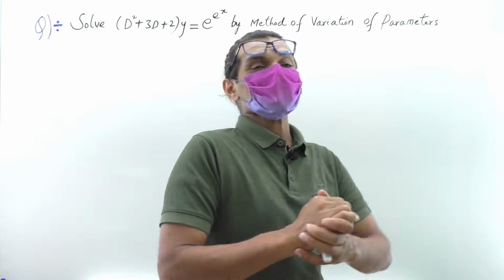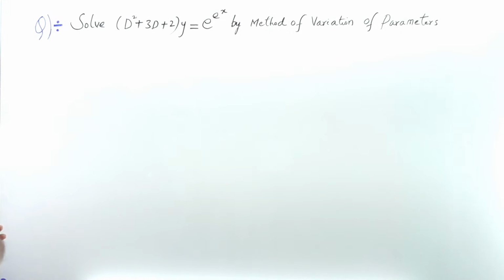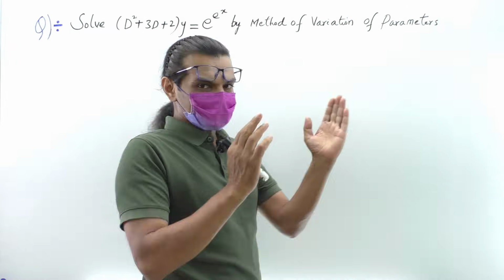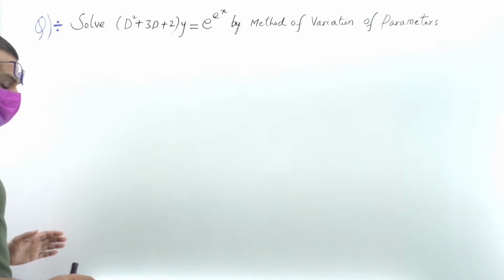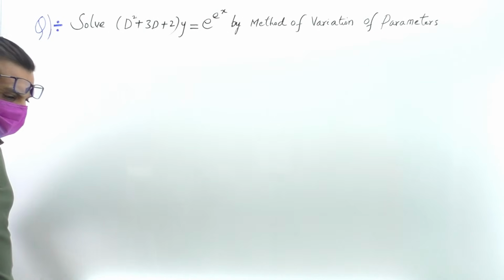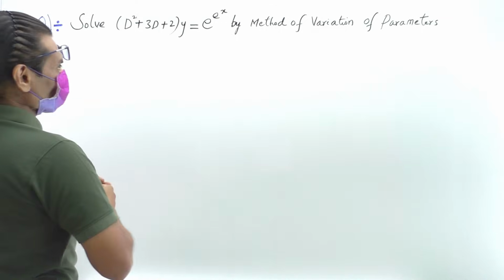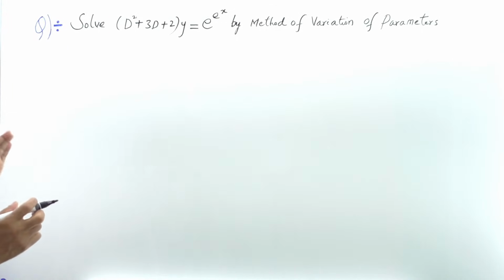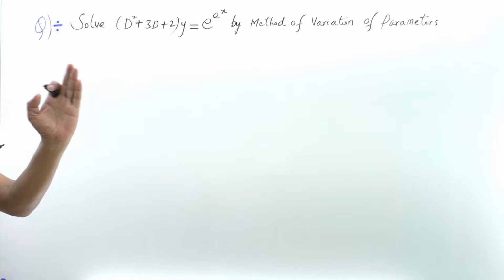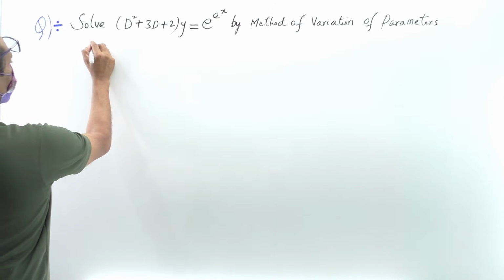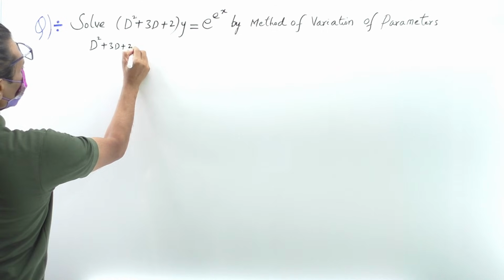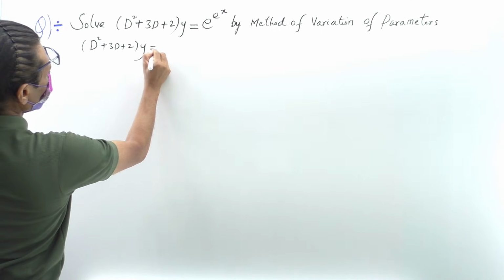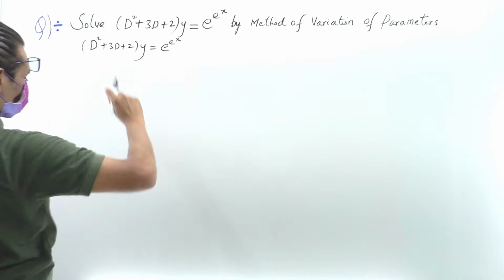So let's get started. The problem, as you see here, is: solve (D² + 3D + 2)y = e^x. Completely a different type of problem, because it is an exponential raised to an exponential. If you have watched my previous videos on variation of parameters, first we find the roots. So I write the question here: (D² + 3D + 2)y = e^x.